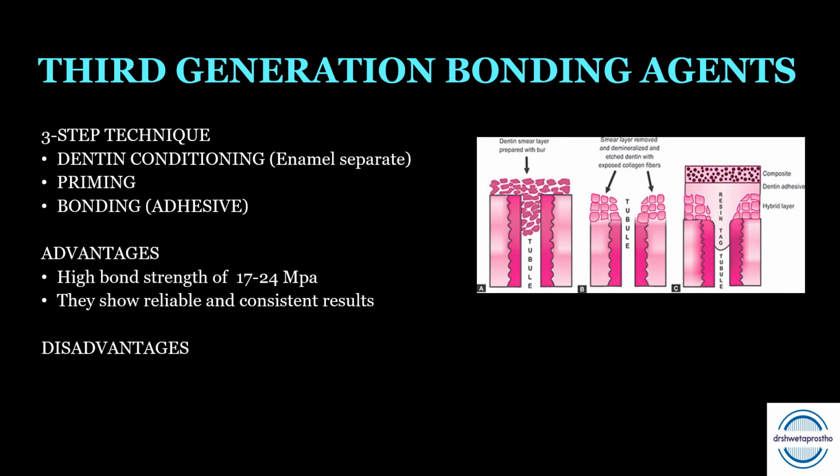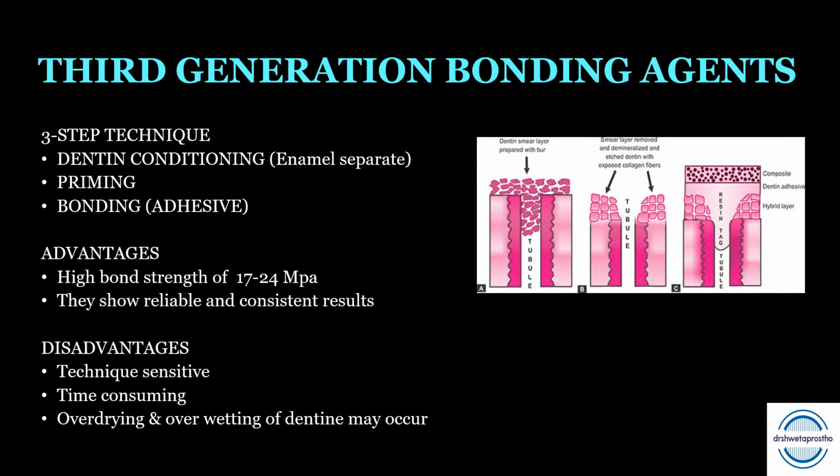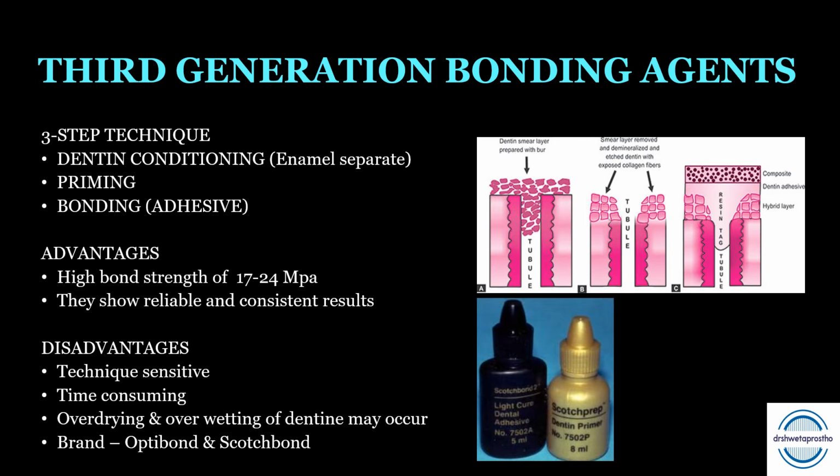The disadvantages were that it was technique sensitive because we were doing the enamel etching and dentin conditioning separately. It was also time consuming because multiple steps were involved. Overdrying and overwetting of the dentin was also occurring, which was causing sensitivity. Brands like OptiBond and Scotchbond were the third generation bonding agents.